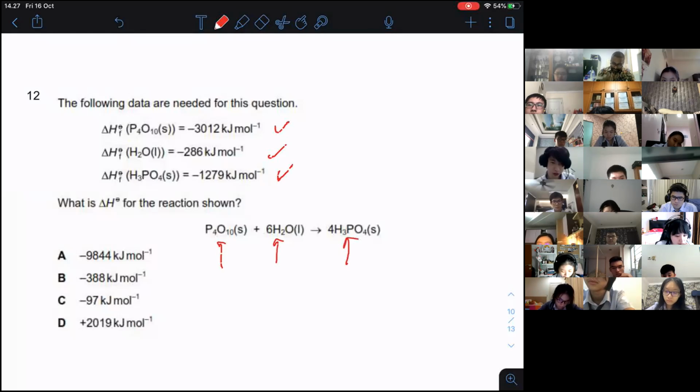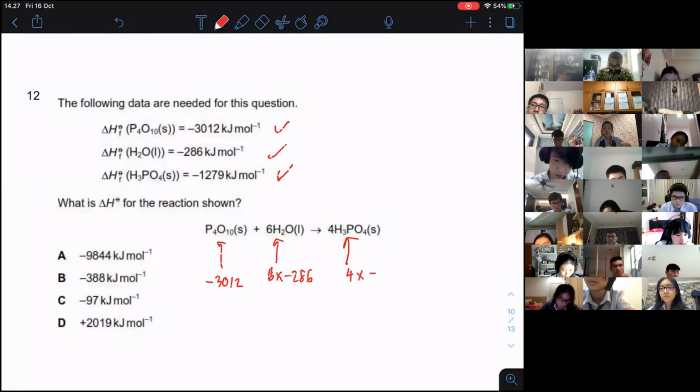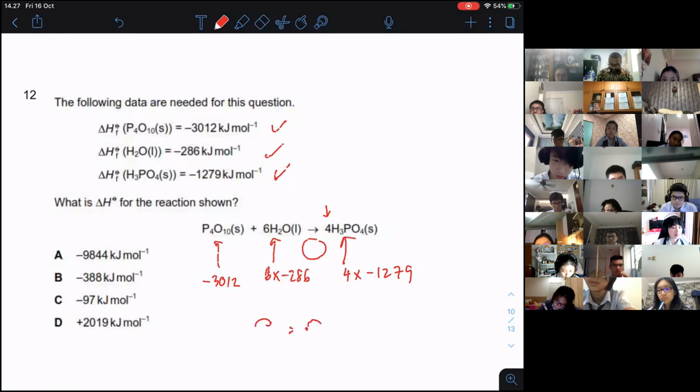So this one is going to be negative 3012. Formation of water, 6 times negative 286. Formation of this, 4 times negative 1279, 4 moles. So here you put the circle over there. Clockwise equals anti-clockwise.